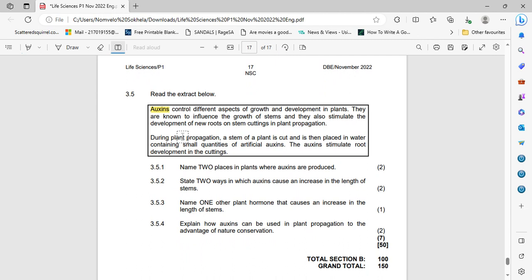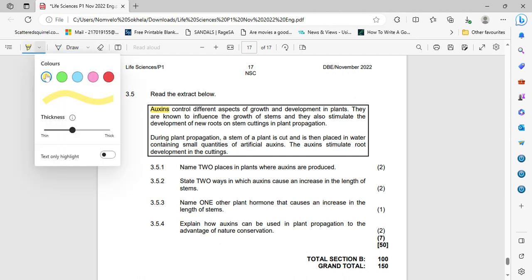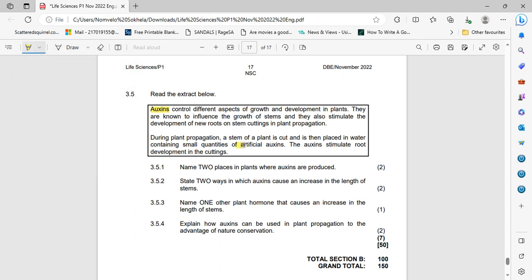During plant propagation, a stem of a plant is cut and is then placed in water containing small quantities of artificial auxins. The auxins stimulate root development in the cuttings. I don't know if you have done this experiment before in school, but this is an experiment where they would cut the stem, put the stem inside the water, and then put small quantities of artificial auxins. What do you think will happen?